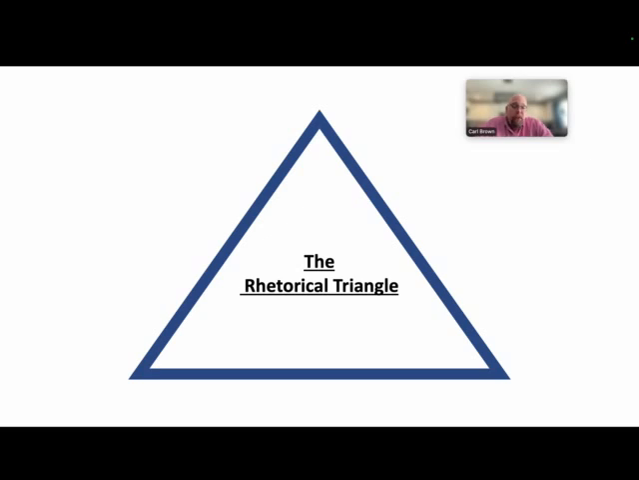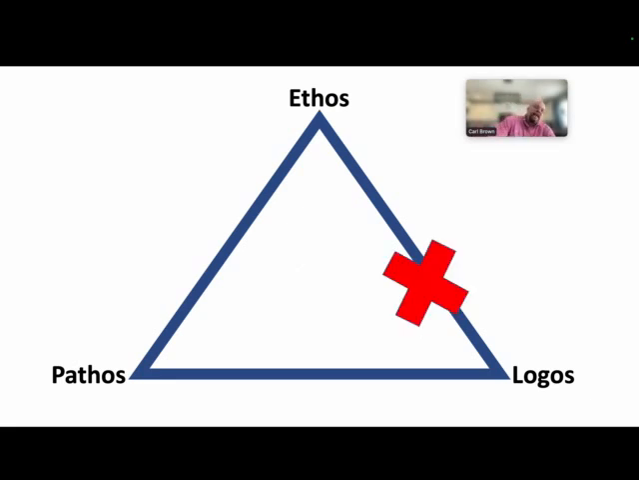The rhetorical triangle tells us that we have three key targets that we can focus on when we're trying to persuade people: ethos, which is personal credibility; logos, which is logical sense; and pathos, which is an emotional appeal to people. So the idea here is that you can't just use one of these, that they need to be together.